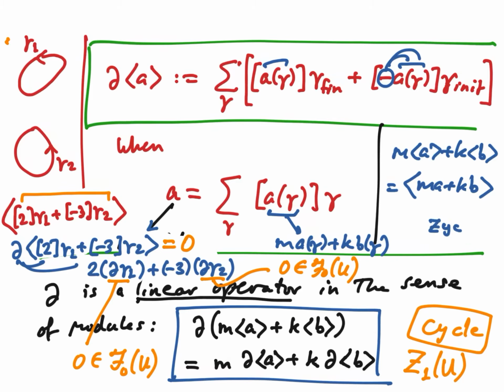Okay, that's because in German the word cycle is something like that. I don't know how to spell it, but anyway, yeah, in German the word cycle starts with a Z, so that's where this letter Z comes from.